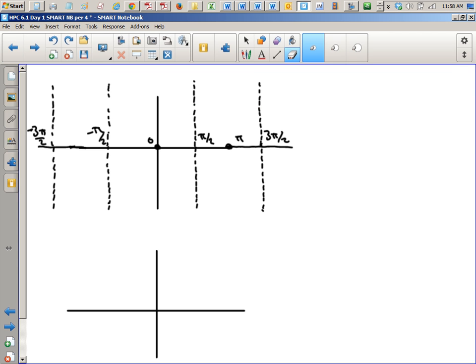Then we have the 3 branches, the first 3 anyway. We got this one here. It's not a cubic.